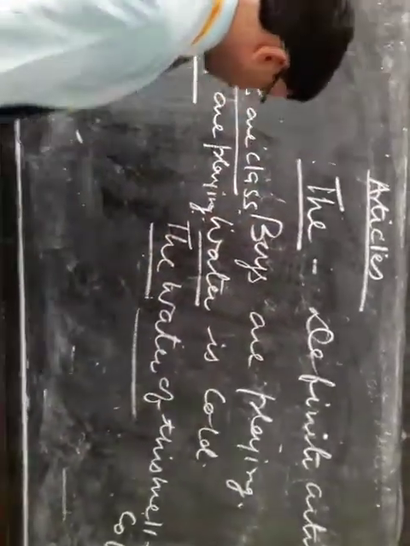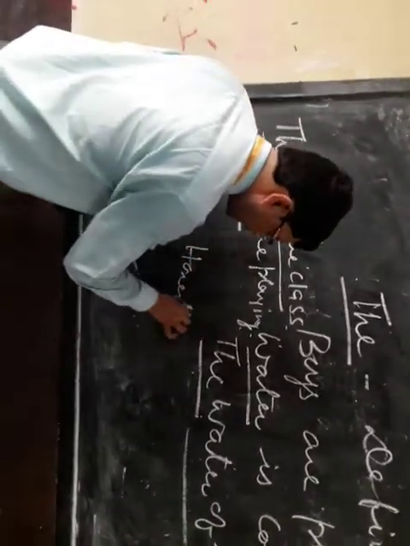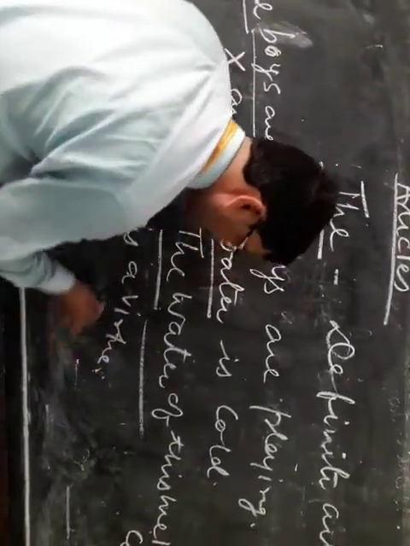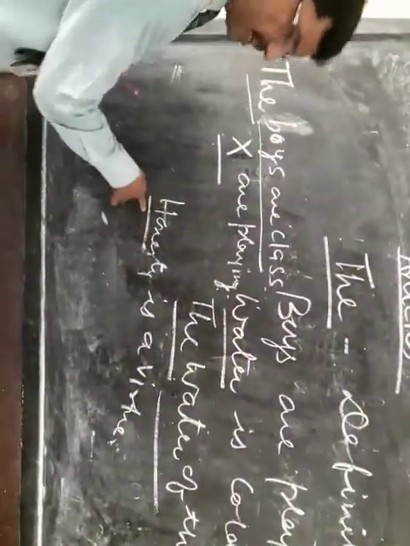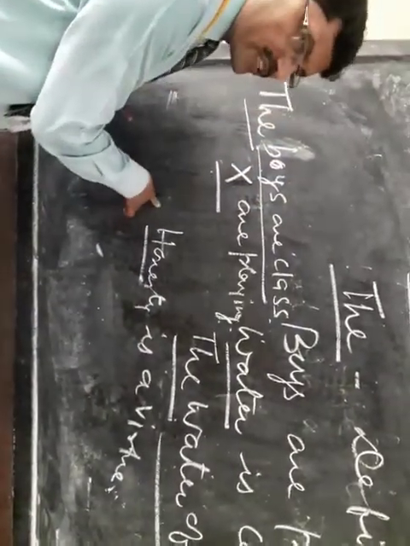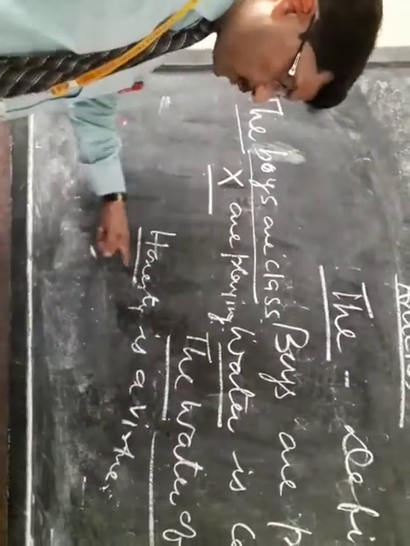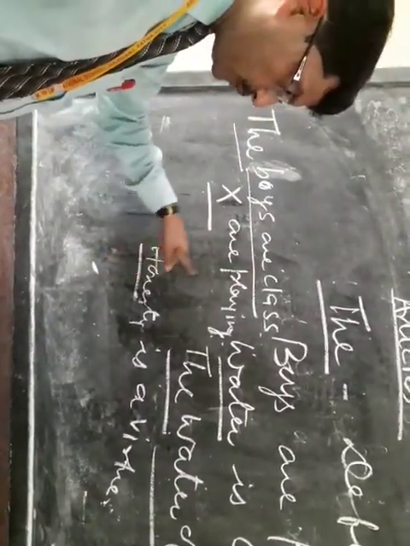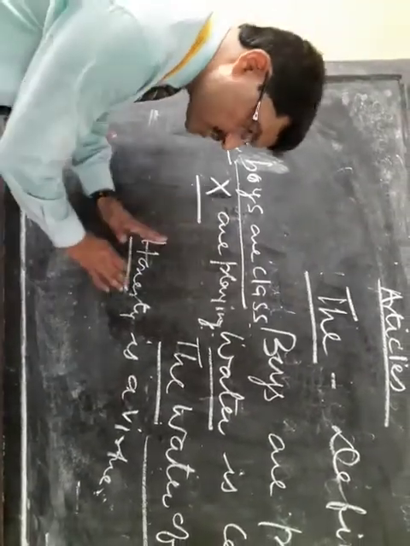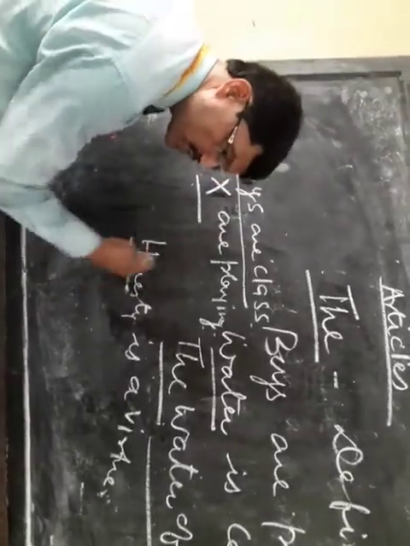Take the word honesty. Honesty is a virtue. It's a good quality. Honesty is an uncountable noun. "The honesty is a virtue" is wrong. We can't use the. But if you particularize this noun, meaning you use it in a particular sense, you can use the before it.